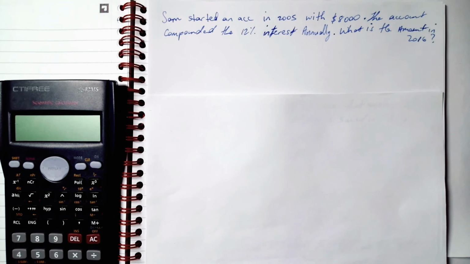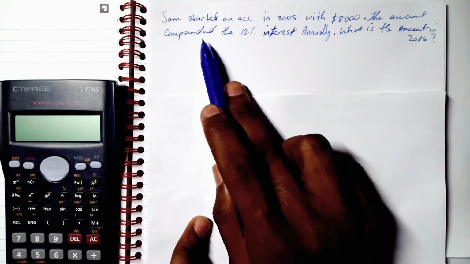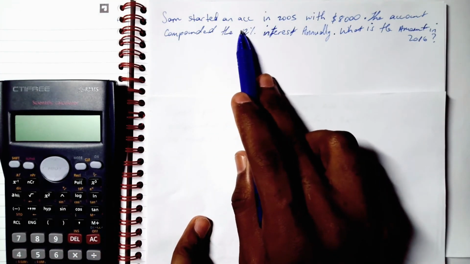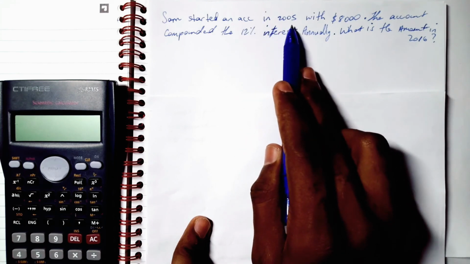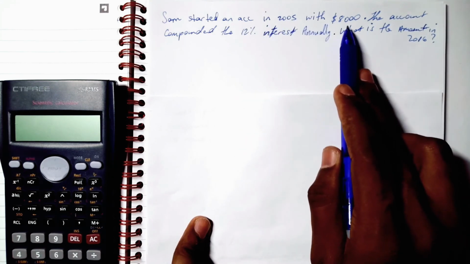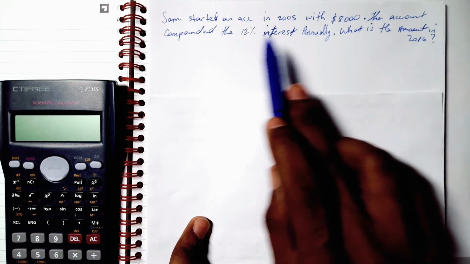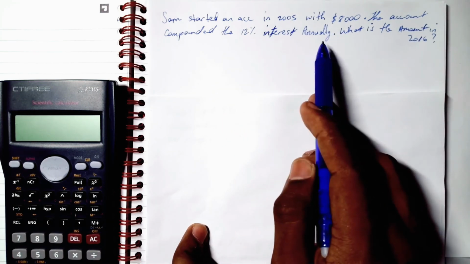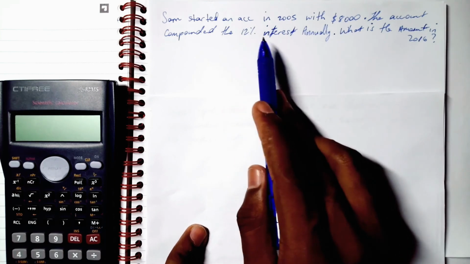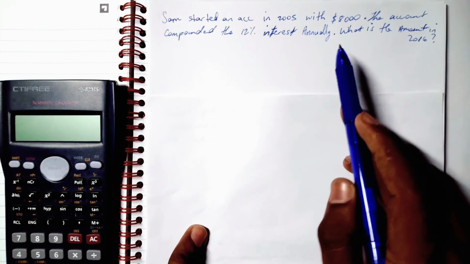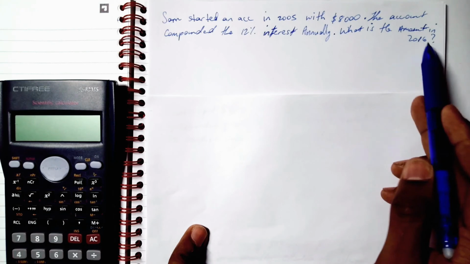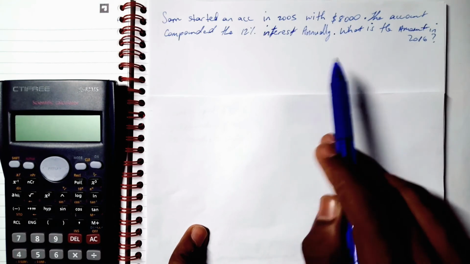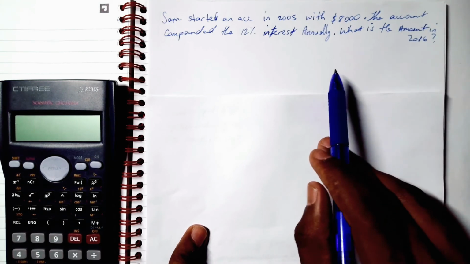Alright, so more examples, of course. Compound interest. Sam started an account in 2005 with $8,000. The account compounded the 12% interest annually. What is the amount in the account in 2016?